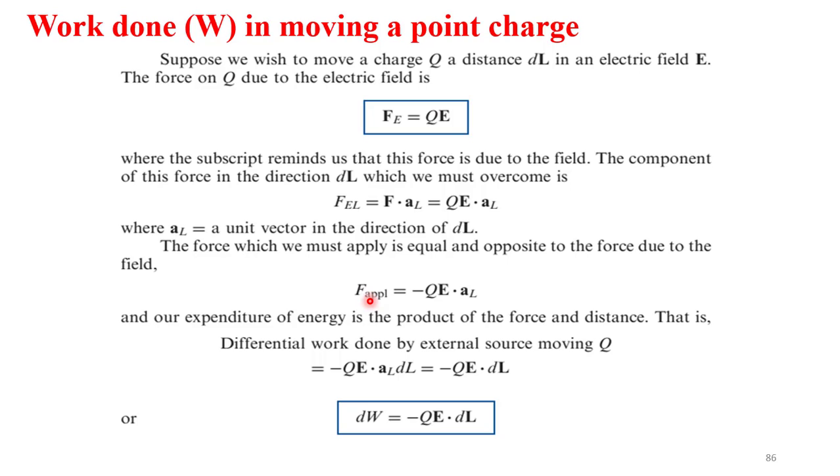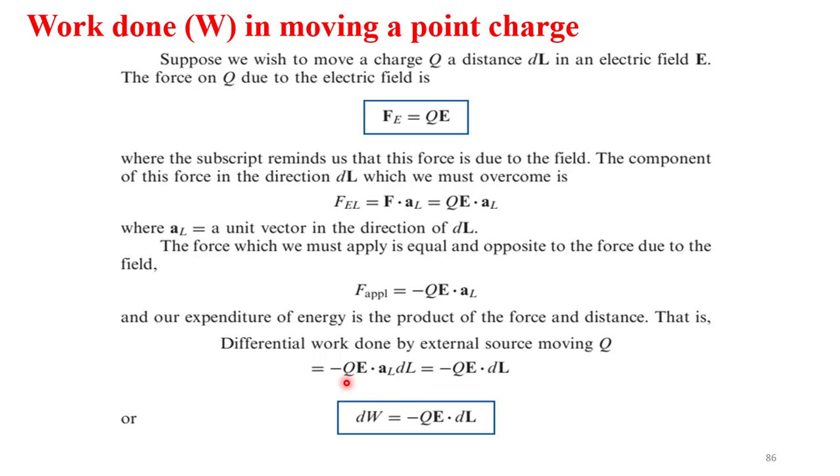Now this force is applied for moving a point charge for a very small distance dl. Therefore the work done here is the differential work done. So the differential work done by the external source for moving point charge q is given by minus Q into electric field intensity dot with a_L dl bar. In general this can be written as minus Q into E dot with dl bar.